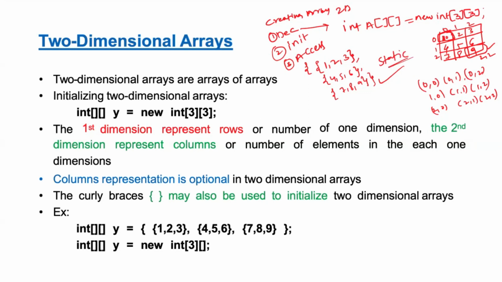Again, I will tell you one program on the dynamic declaration later. Similarly, coming to the third step, that is accessing. Accessing is nothing but sending data from the program to memory and reading the data from the memory to the program. That is known as accessing of the data. Clear? So that is the representation of a two-dimensional array.